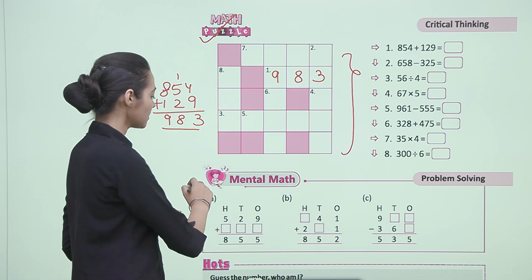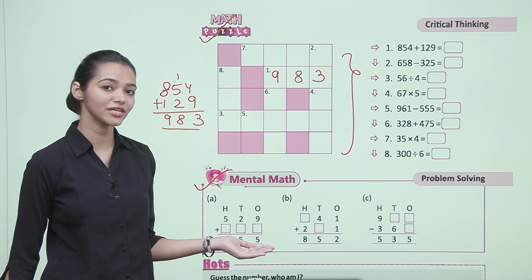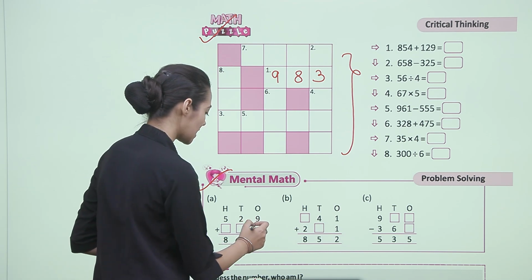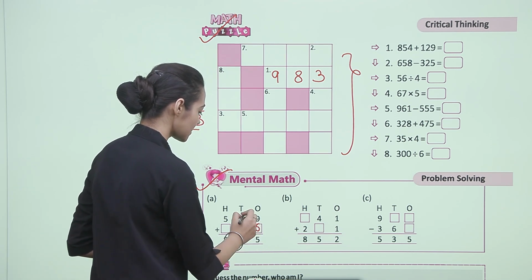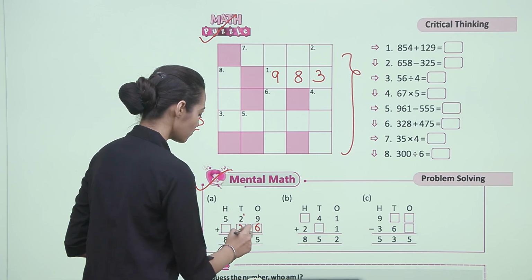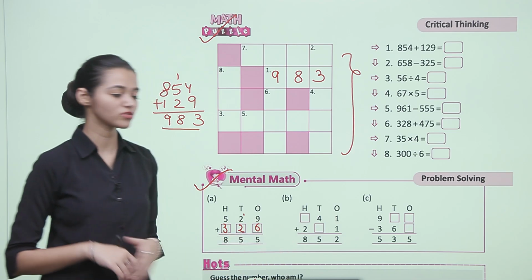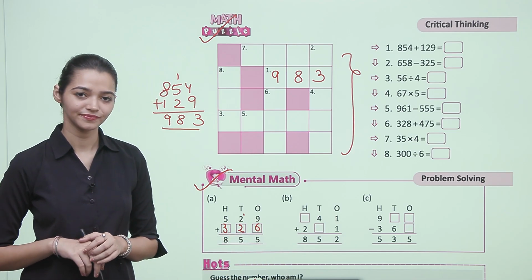Now, next one is mental maths. We have to complete it. 9 plus which number we get 15? That is 9 plus 6, 1 carry over. 2 plus 1, 3, 3 plus 2, 5. 5 plus 3 is 8. That's how we have to complete all the MCQs.